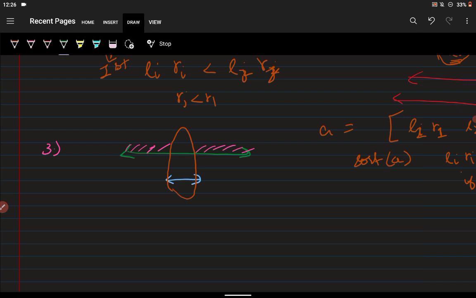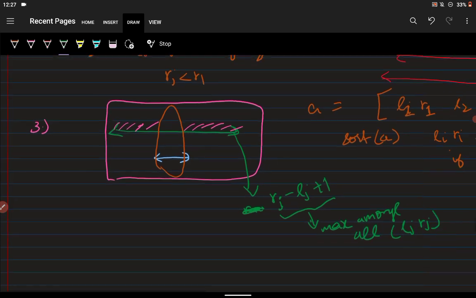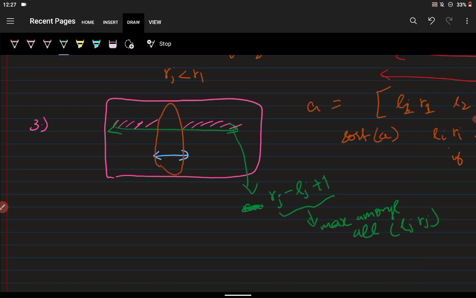Now if the final answer is such that this is the scenario, then this green has to be the range. This Rj minus Lj plus 1, this is the length of the green range, right? It should be the max possible, max among all Lj, Rj. Why is this?